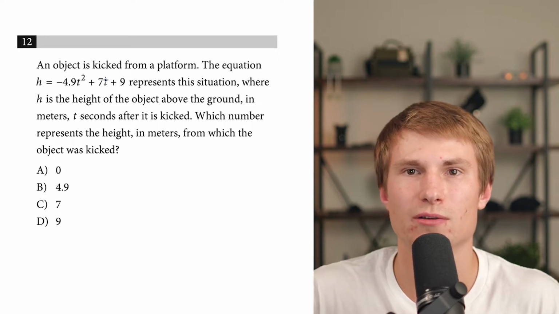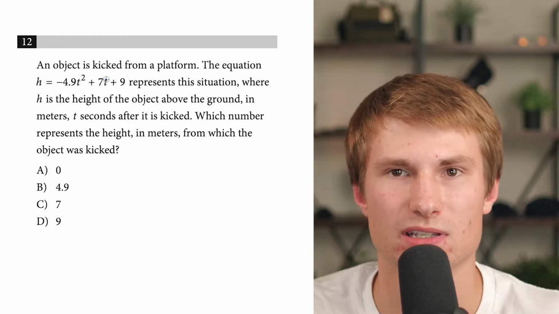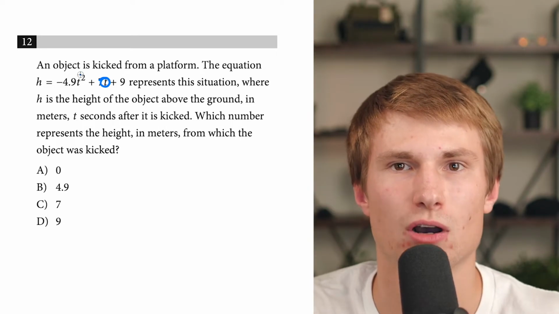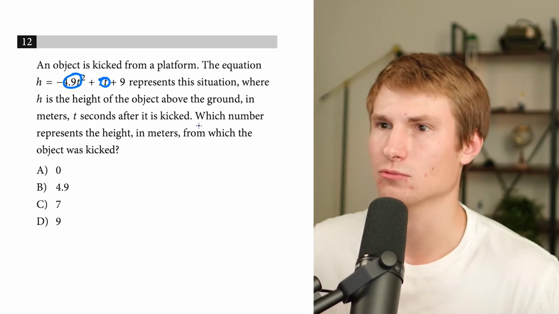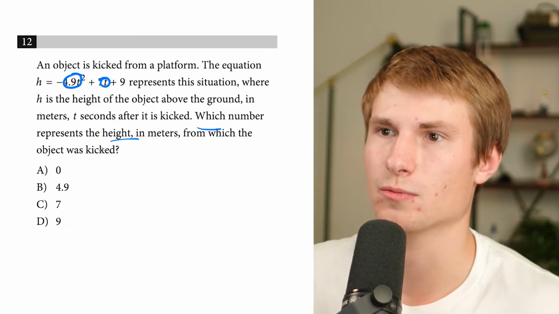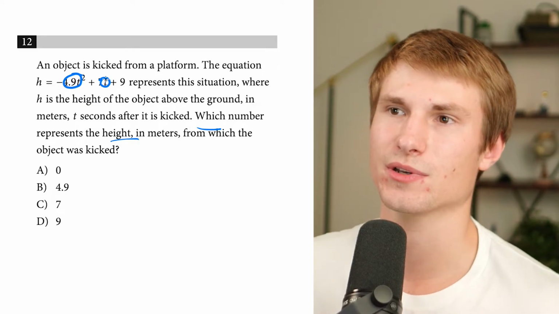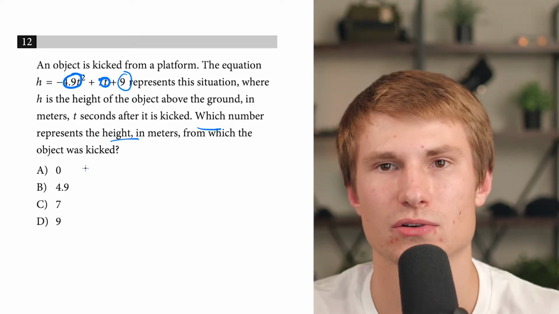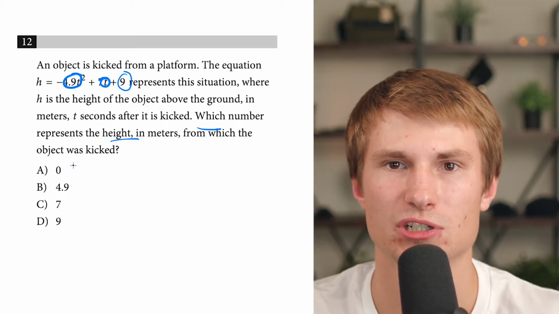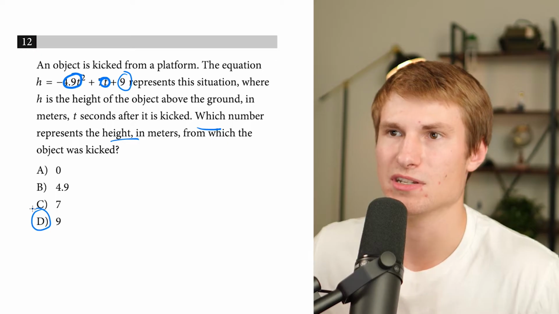Okay, well, we know that before it's kicked, when time is 0, that's the height that it's at. Which number represents the height in meters from which it's kicked? Yeah, so that's where time is 0. So we go ahead and put zeros there, and we see that what's left is 9. All right, so ultimately the height from which it's kicked is going to be 9. So our answer would be D.